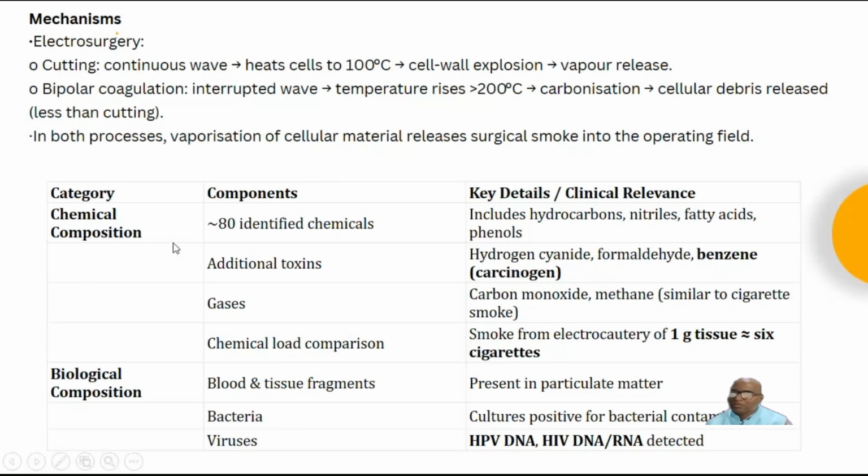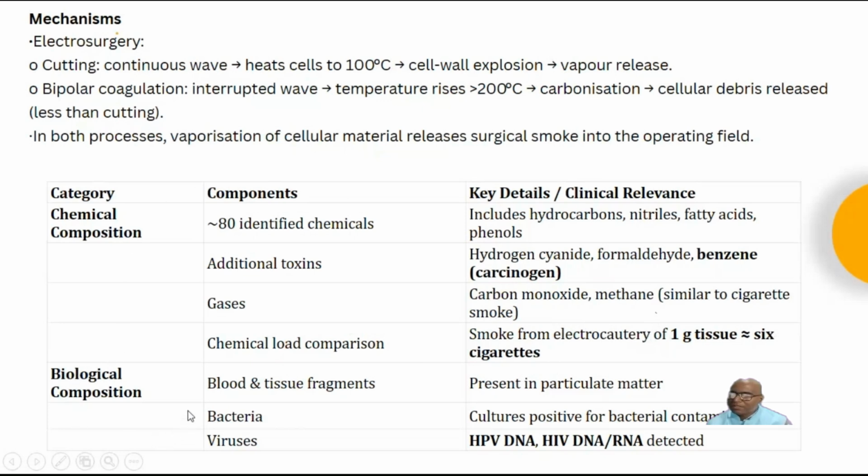If you see the chemical composition and biological composition of this smoke, more than 80 chemicals have been identified, such as hydrocarbons, nitriles, fatty acids, phenols, etc., and additional toxins like hydrogen cyanide, formaldehyde, benzene. These are carcinogens. And gases like carbon monoxide, methane, etc. Now, the chemical load comparison: what they mention is that if 1 gram of tissue is burned, the smoke generated is equal to 6 cigarettes. So that much smoke we are actually inhaling.